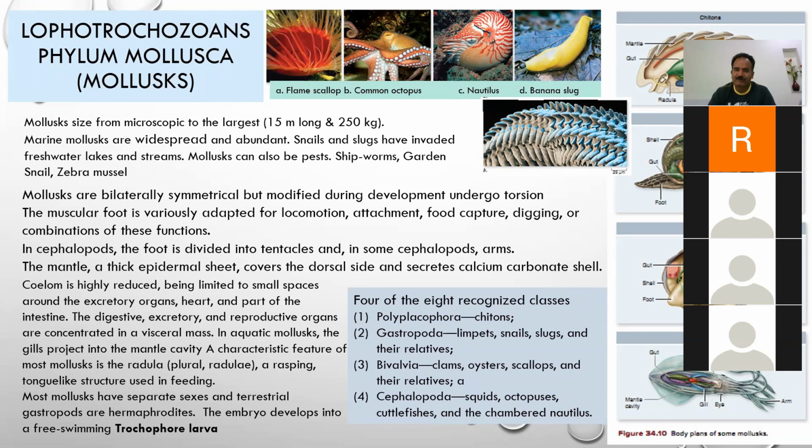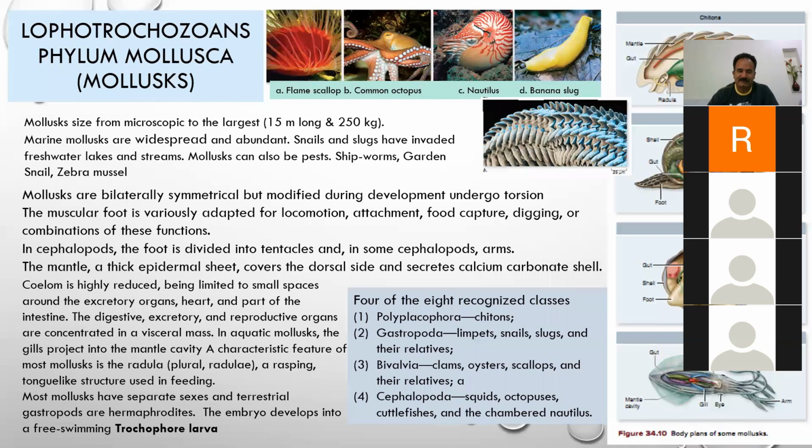Inside the body, the outermost covering is the mantle, a thick epidermis that covers the dorsal side and secretes calcium carbonate. The mantle is basically meant for the secretion of the exoskeleton, and in the case of different bivalves, we can estimate the age of a bivalve on the basis of a ring. In every growing season, a new ring is added, and you can study the age of the mollusk by counting such ring-like structures on its body.